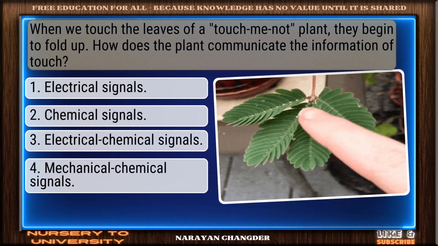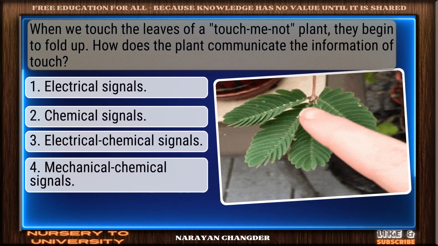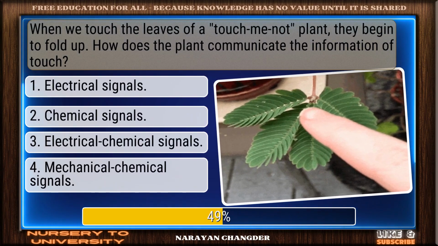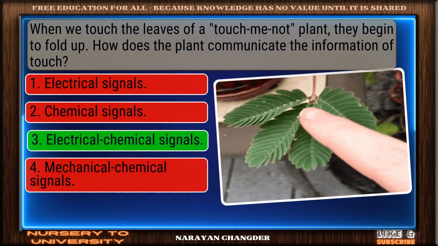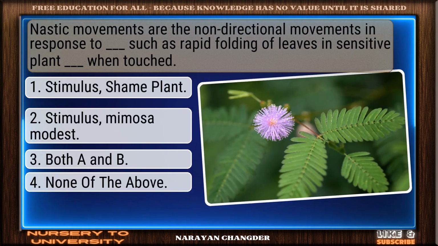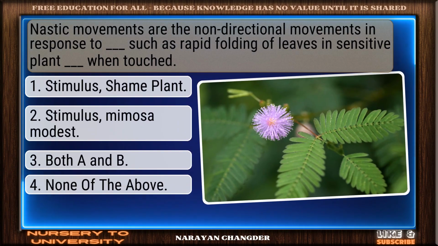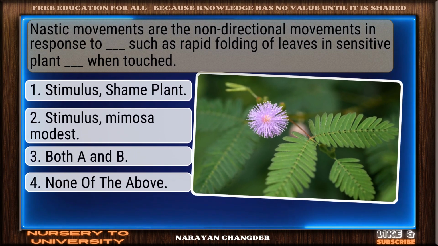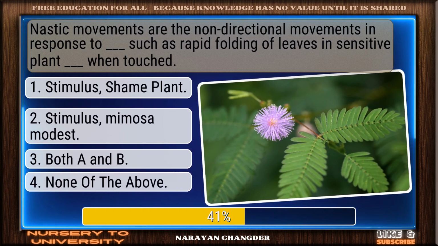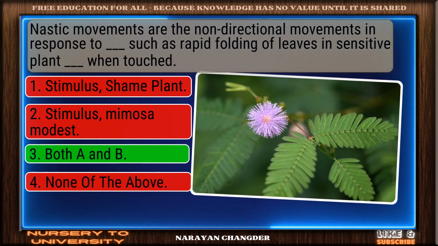When we touch the leaves of a touch-me-not plant, they begin to fold up. How does the plant communicate the information of touch? Smart pick. Electrical chemical signals is correct. Nastic movements are the non-directional movements in response to stimuli, such as rapid folding of leaves in the sensitive plant when touched. Clear logic. Both A and B is sound.